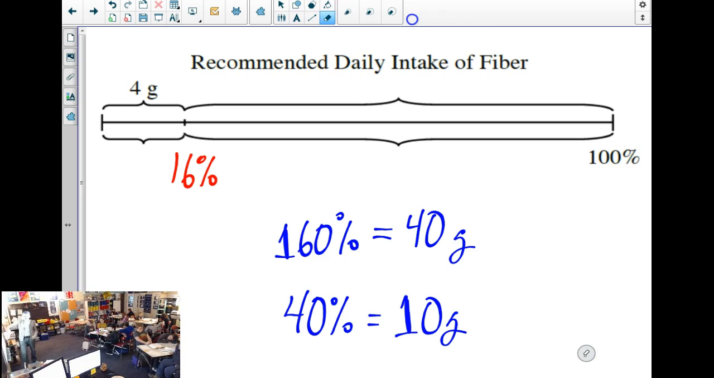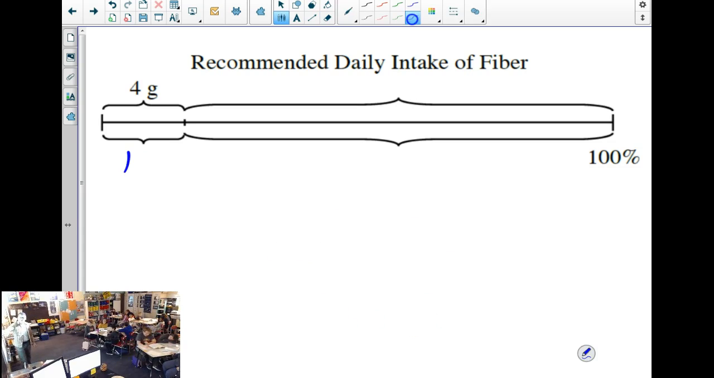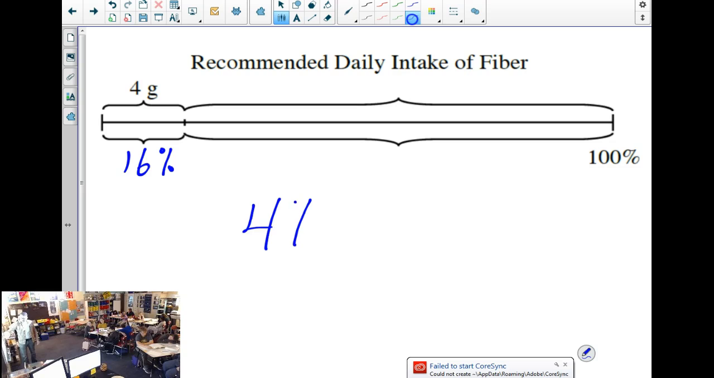You want to see what happens in my head? 16 and 4 work together really well, right? Like we can just see that immediately. So if I divide them both by 4 right off the bat, one thing that I heard Kevin say, divide by 4, I can figure out that 4% is what? How many grams? 1.